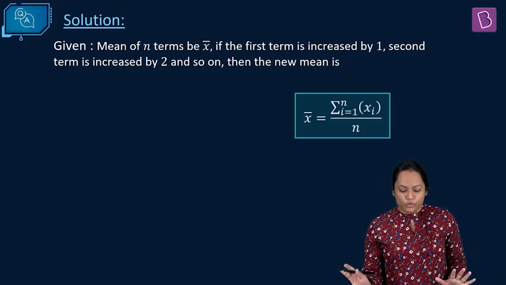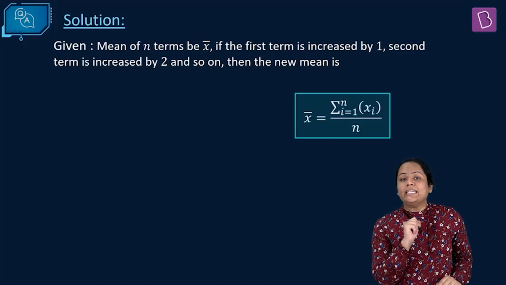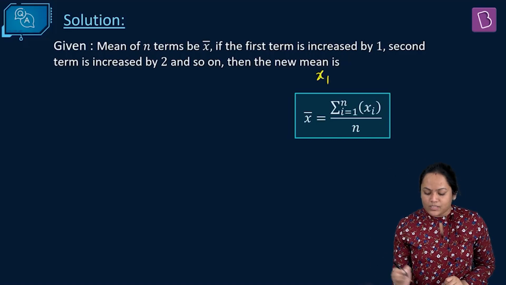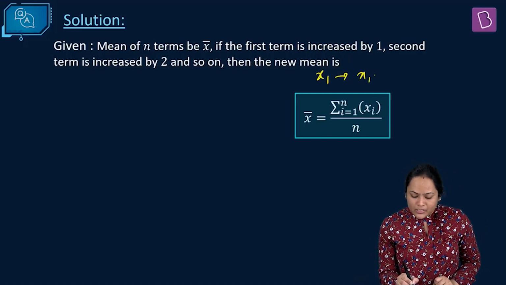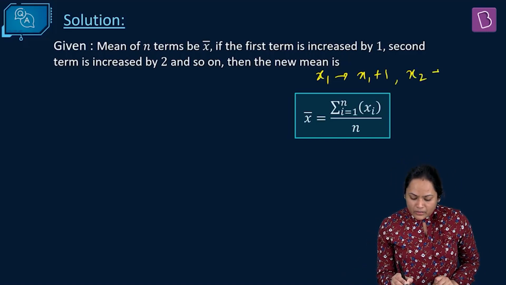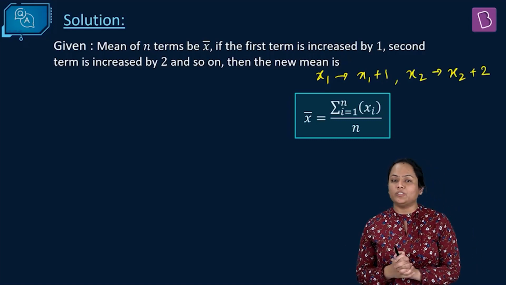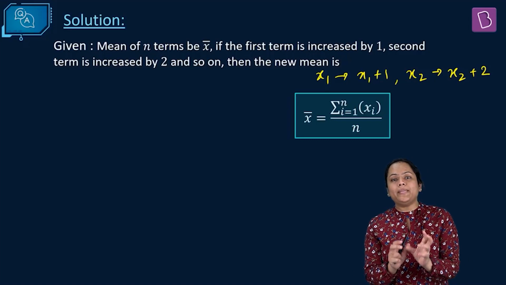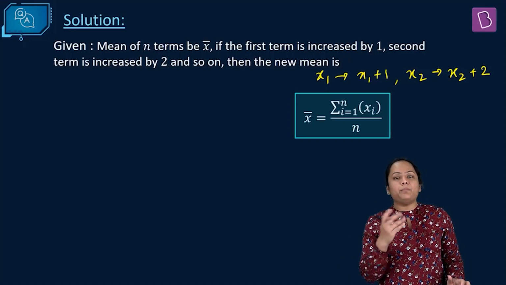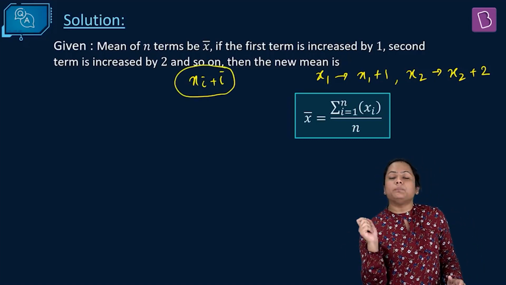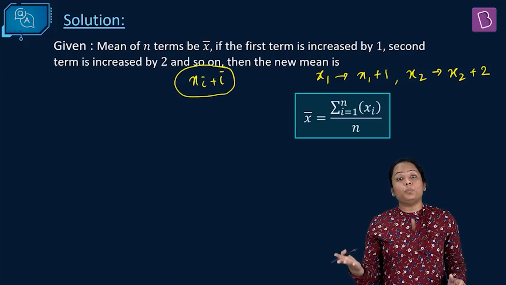Okay, so x bar is known to me. It's the initial mean. What they have done is that they have increased the first term by 1. That means if x1 was my first term, it has been increased by 1. So now it's x1 plus 1. Similarly, x2, the second term, is increased by 2. So it will become x2 plus 2. x3 will become x3 plus 3 and so on. That means if I have to find my new mean, my new data will be xi plus i, isn't it? If I put i as 1, I'll get my first term as x1 plus 1. If I put i as 2, it will be x2 plus 2 and so on.